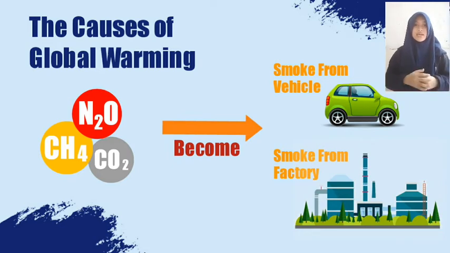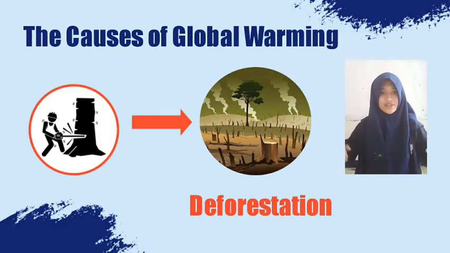These gases come from the smoke of vessels or factories and also from burning fossil fuels. And many people on this earth cut many trees and cause deforestation, so the earth does not have many trees to absorb the gases and pollution, and then it influences the greenhouse effect.